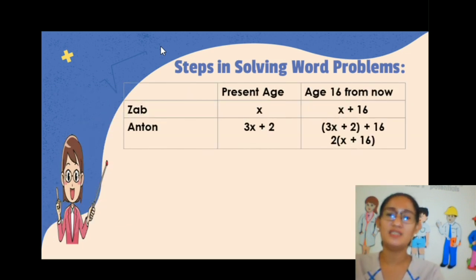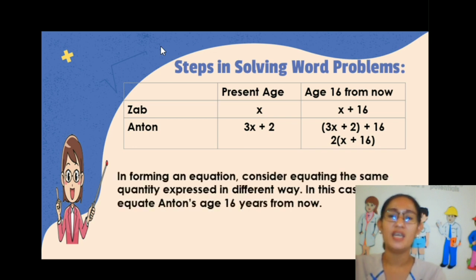Let's represent this in a table. At present age, Sab is x and Anton is 3x plus 2. Age 16 years from now, Sab is x plus 16 and Anton is 3x plus 2 plus 16, and 2 times x plus 16. In forming an equation, consider equating the same quantity expressed in different ways. In this case, you can equate Anton's age 16 years from now.